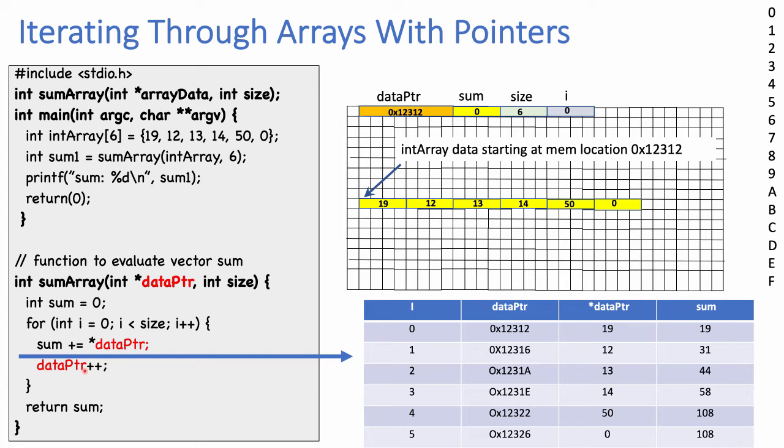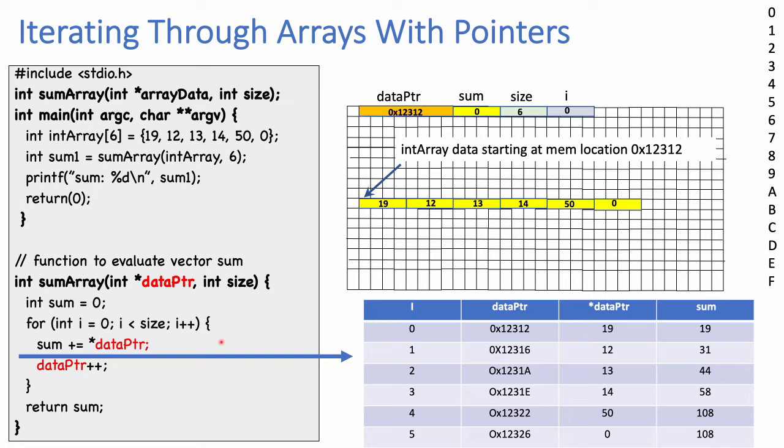Next up, we increment the pointer by 1. Data pointer plus plus increments it by 1. So now we've incremented data pointer. Data pointer is now pointing to 12. So we do sum equals sum plus 12, which should be equal to 31.